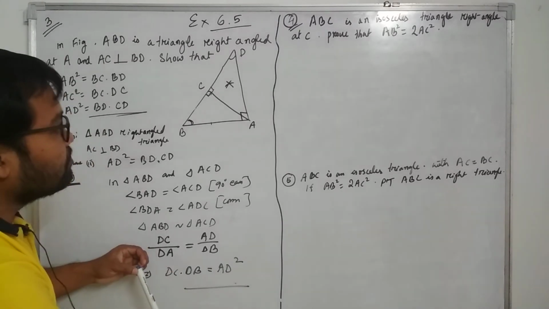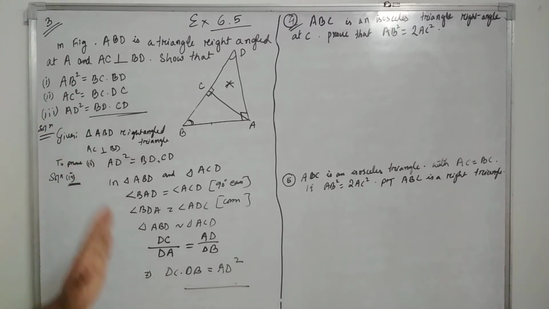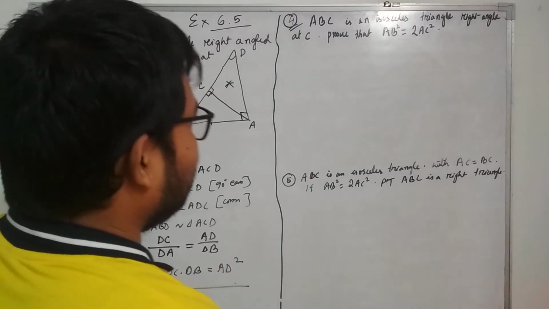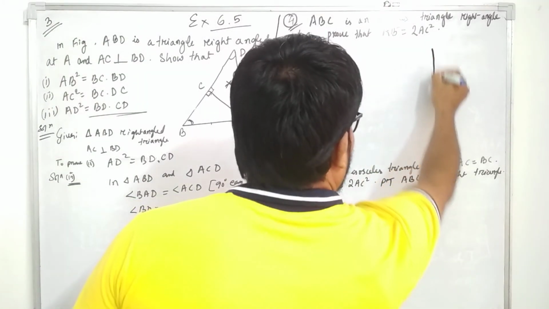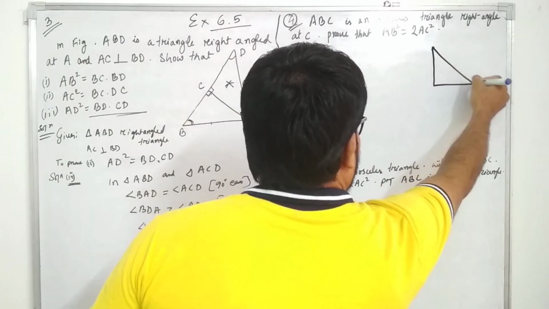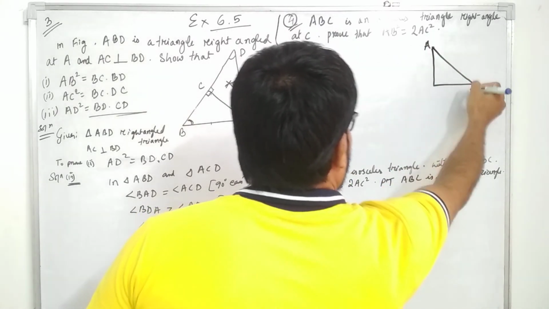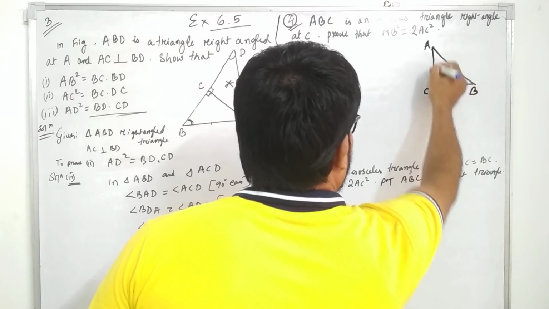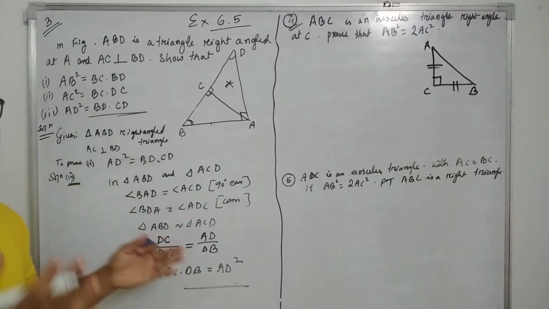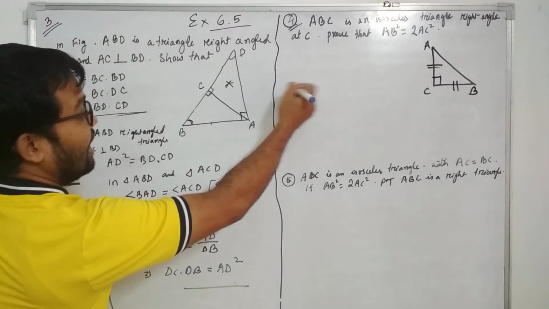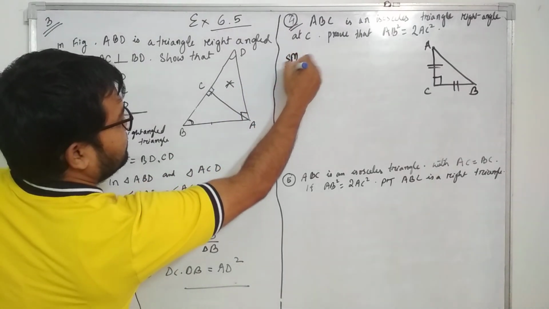Next, we will move to question number 4. This is a very easy question. ABC is an isosceles triangle, right angle at C. It is a right angle triangle, but it is also an isosceles triangle. This side should be equal to this side, so it is an isosceles triangle.